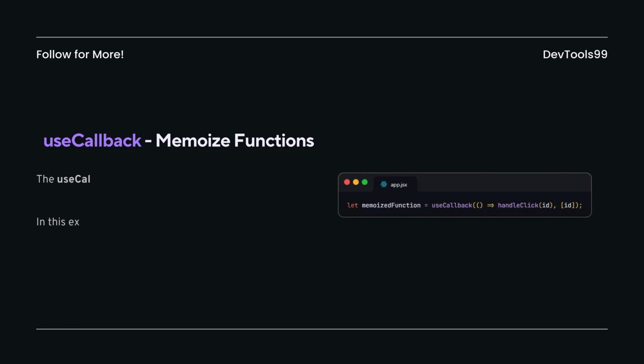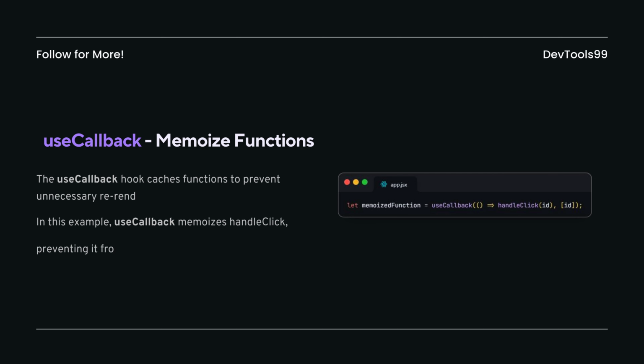7. useCallback, Memoize Functions. The useCallback hook in React is used to memoize functions, preventing them from being recreated on every render. This is particularly useful when you pass functions as props to child components, as it avoids unnecessary re-renders of those components. For instance, if you have a handleClick function that doesn't change, using useCallback ensures that the same instance of the function is used between renders. This can improve performance, especially in large applications, or when dealing with components that rely on stable function references to avoid re-renders.